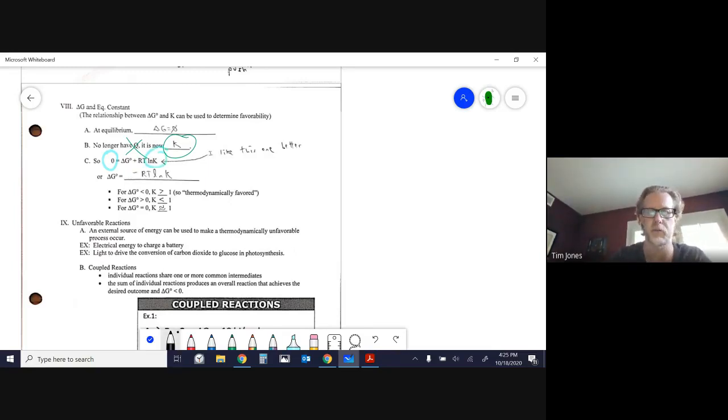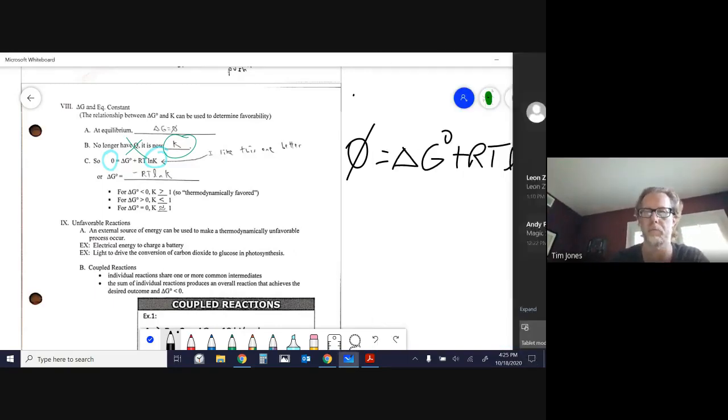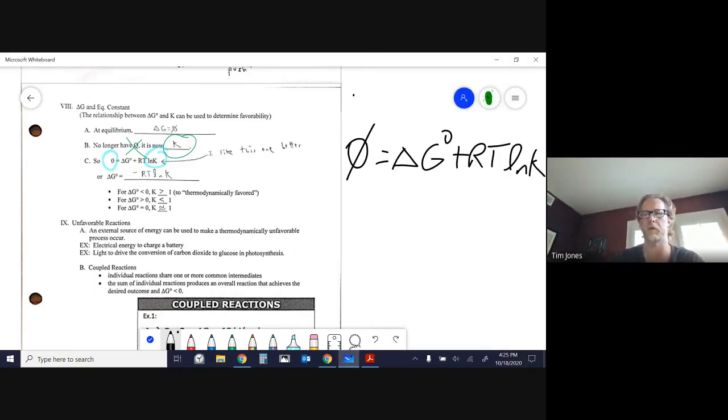Now, I like this version. I like the 0 equals delta G naught plus RT ln K. Let's see if I can make it fit. Nope. Barely. The reason I like this version is it shows understanding. It shows that you knew to make delta G 0 and you knew to change Q to K. However, you can modify this equation and you can move the RT ln K to the other side, and that gives you this version.